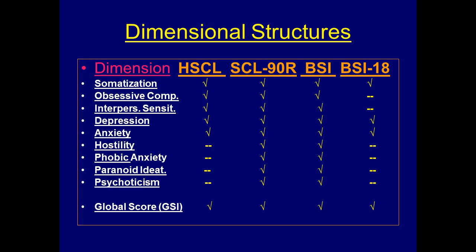This gives you a kind of matrix of the instruments, starting with the Hopkins Symptom Checklist, going to the SCL90R, the BSI, and the BSI-18. The HSCL had 5 dimensions. The SCL90R and BSI both have 9 dimensions, and the BSI-18 has 3 dimensions. The BSI-18 has the somatization, depression, and anxiety dimensions. All of them have a global severity index, sort of total score measure.